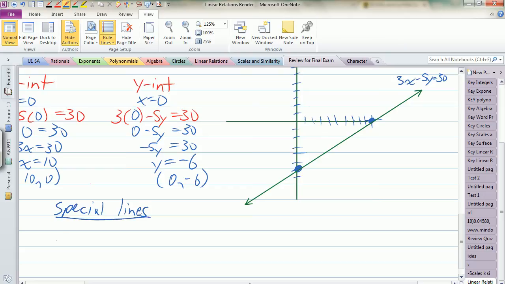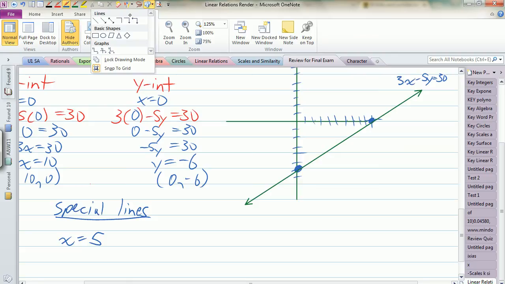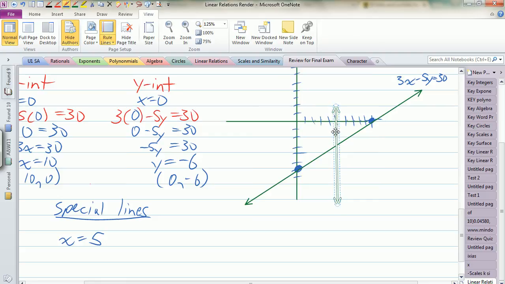Special lines. X equals 5. Graph that, please. This is a line. Okay, the one before was just an X value. So X equals 5. Right here. Making sure your line is nice and long. 1, 2, 3, 4, 5. Use a ruler just like I did.